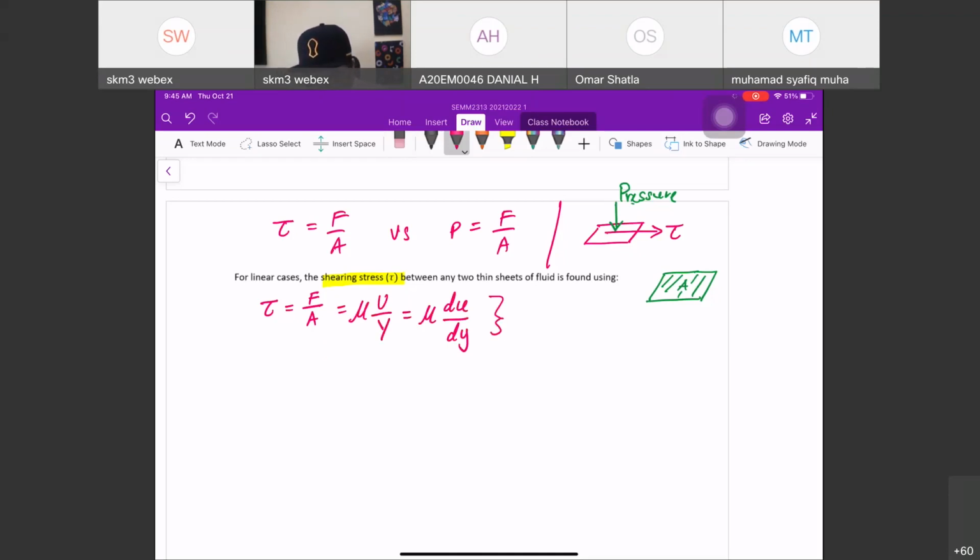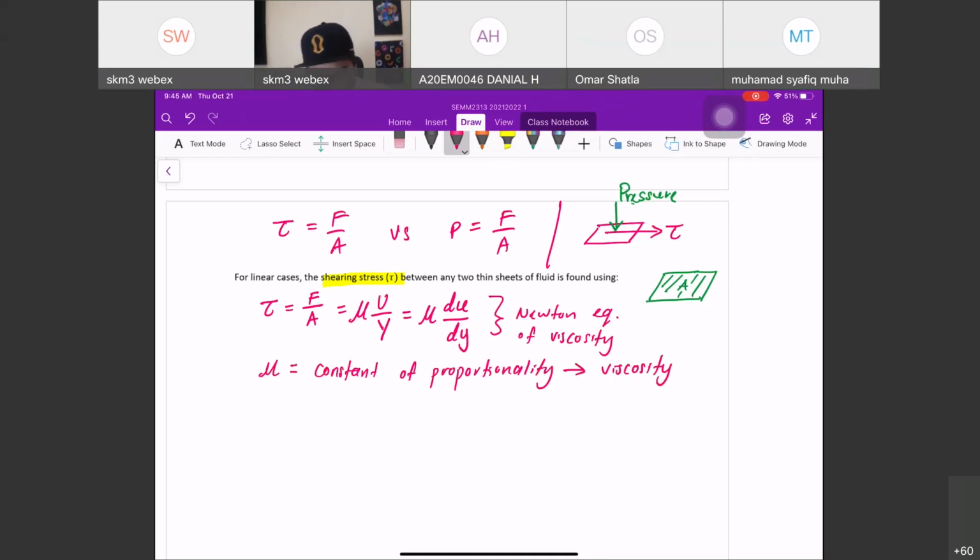This is called Newton's equation of viscosity. Here mu, the dynamic viscosity, is a constant of proportionality that refers to viscosity. The unit here is Newton second per meter squared, or in the imperial unit, pound second per feet squared.